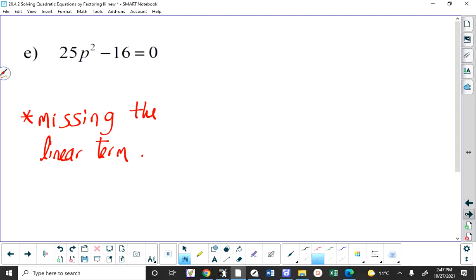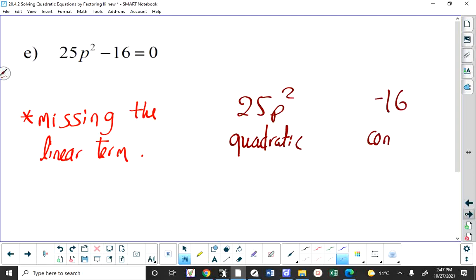There is 25p squared, which is the quadratic term. There is the minus 16, which is called the constant term. It's equal to 0. There's no linear term because it's 0p, and you don't need to write this down. But this is called the linear term. And there's nothing there. So how do you solve it? Well, let me show you how to solve it with factoring.